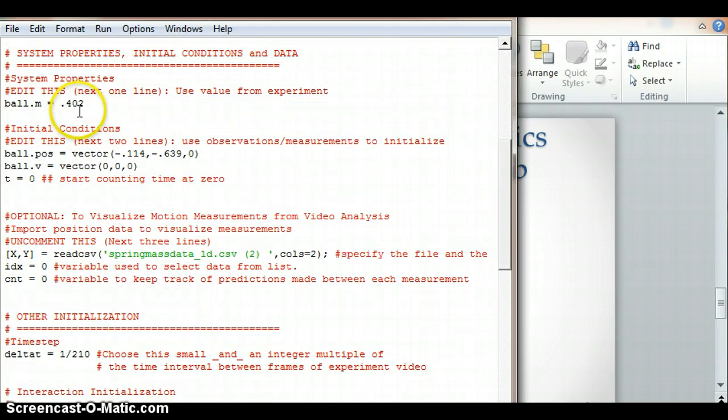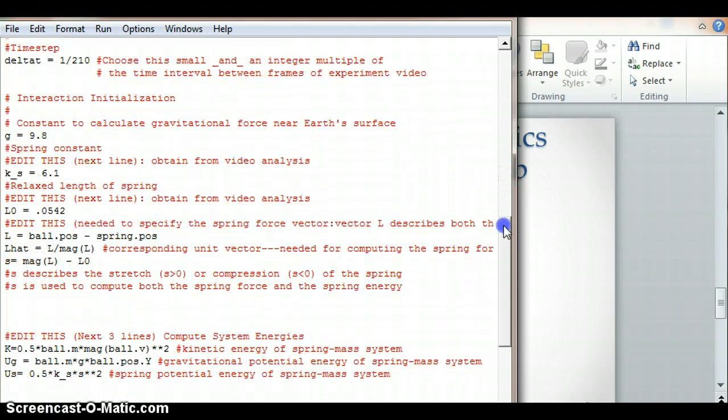The ball mass is 0.402 kg, then the ball position, the velocity, and the g value 9.8, the stiffness value 6.1, the stretch length 0.042 meter. Here s is the difference of the magnitude of L minus the relaxed length. If s is greater than 0, then the spring is stretched. If s is less than 0, then the spring is compressed.